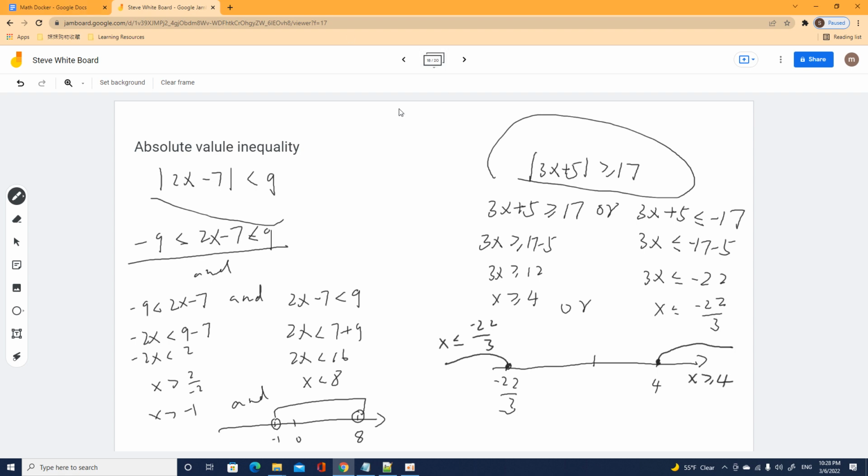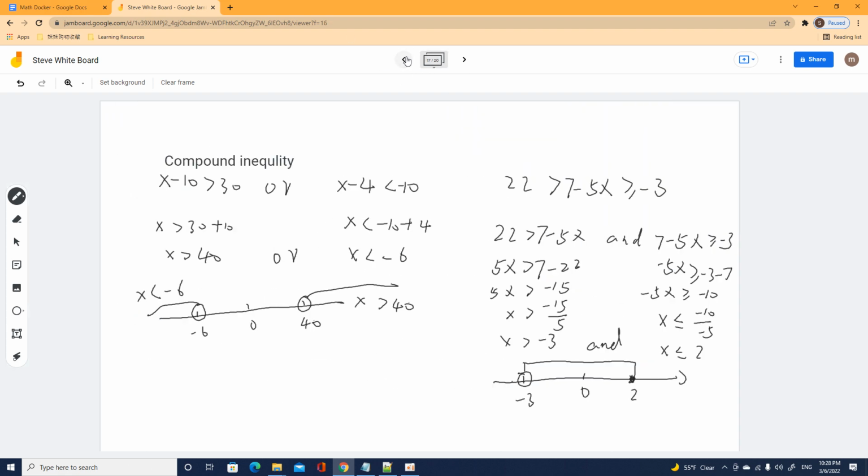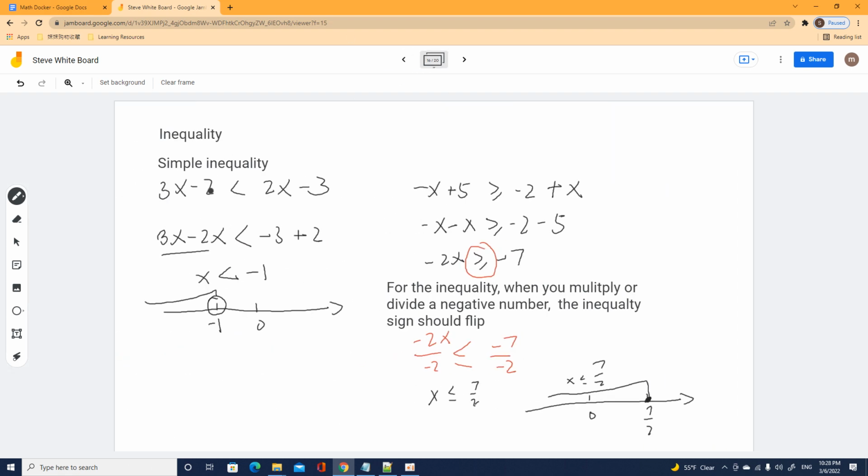Now we summarize. For the simple inequality, you just solve it and express the result on a number line. Remember, in the process of solving the inequality, when you multiply or divide by a negative number, you must flip the inequality sign. This is very important. Many of our friends make mistakes in this place.